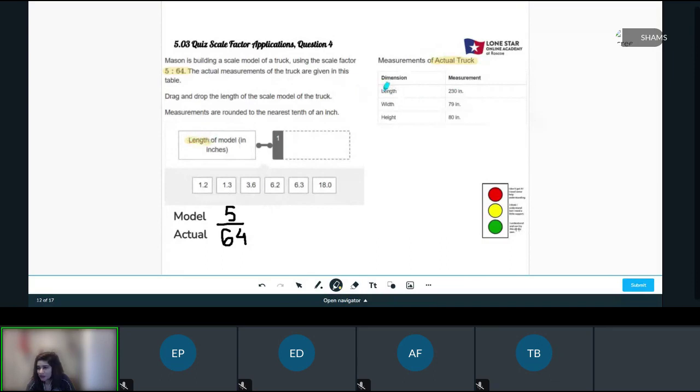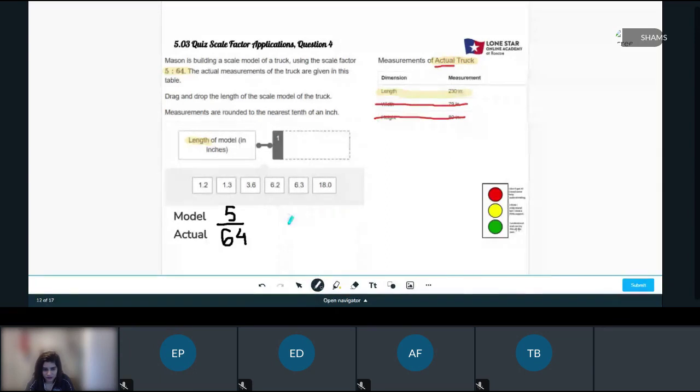From this table, there is a lot of extra information. The only relevant information is the length. If you want, you can scratch off the extra information. Width is not what we want. Height is not what we want. The question just talks about length, and it is the actual length.